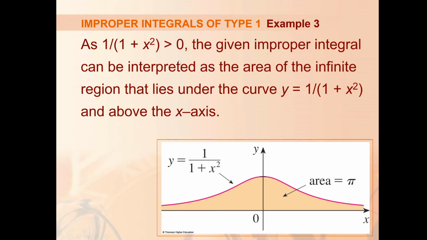So as 1 over 1 plus x squared is greater than 0, the given improper integral can be interpreted as the area of an infinite region that lies under the curve. So this one, as you can see, is like a bell curve. For those who are taking stats, or who took stats before, it's a normal distribution curve. If you try to separate this out, we have the area of the left-hand side, which is symmetrical to the area of the right-hand side. So once you combine both sides' areas, totally it's what? Pi.